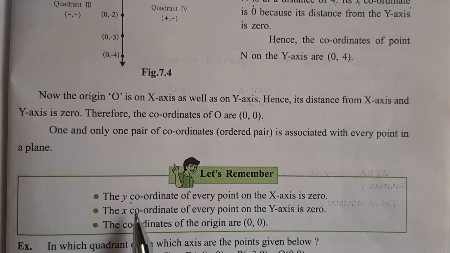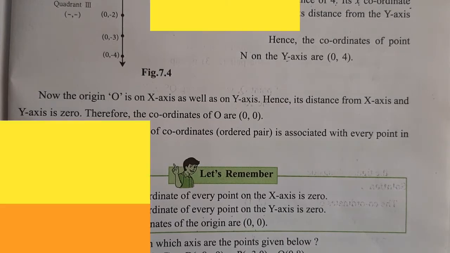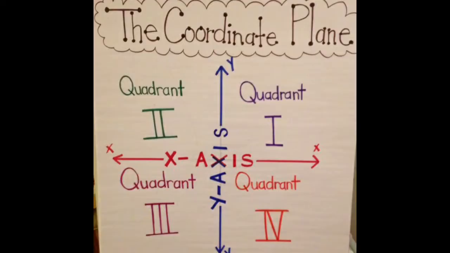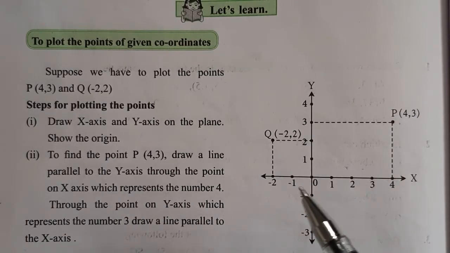Always remember, the y coordinate of every point on the x axis is 0. The x coordinate of every point on the y axis is 0, and the coordinates of the origin are 0, 0. Now we will see how to plot points on the axes, that is, how to plot points of given coordinates. Here some steps are given. We will go through them.